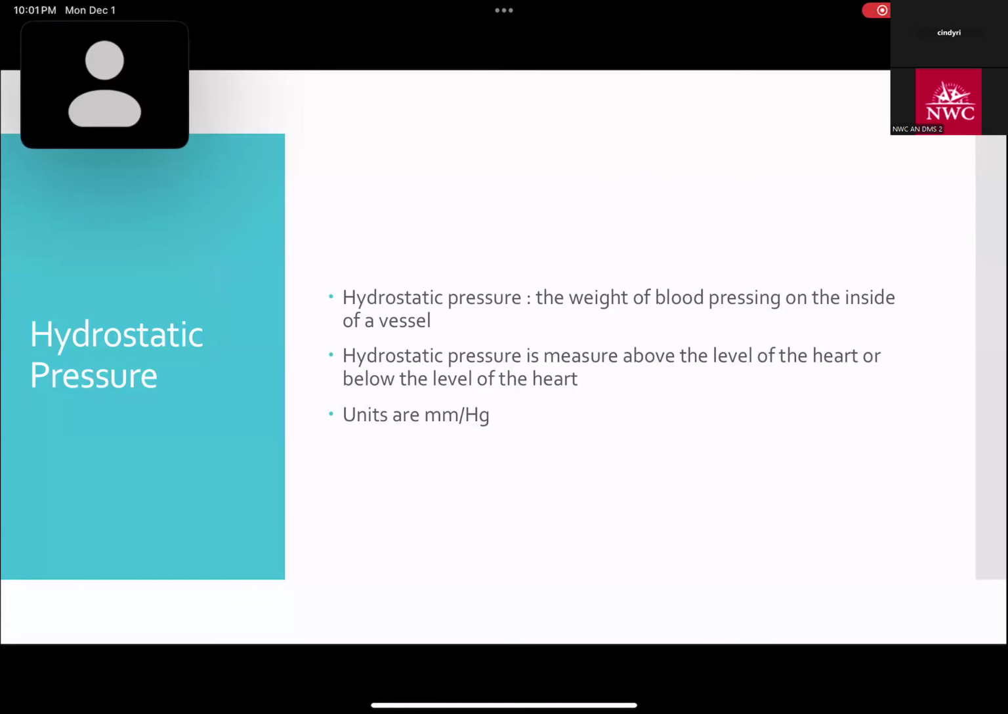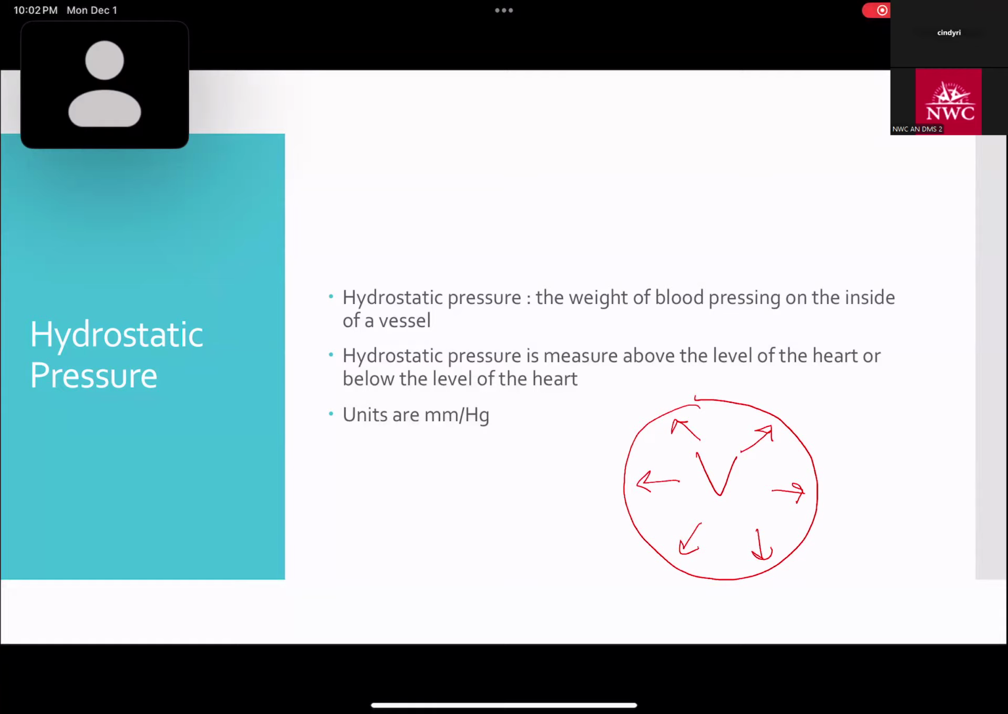Next, we're going to learn about something called hydrostatic pressure. Hydrostatic pressure is the internal pressure of the vein. Hydrostatic pressure is defined as the weight of blood pressing on the inside of a vessel. So again, if we look inside of a vessel, here's our vein. Hydrostatic pressure is looking at how much weight is being placed onto the walls of this vessel from the blood that is inside of this vein.